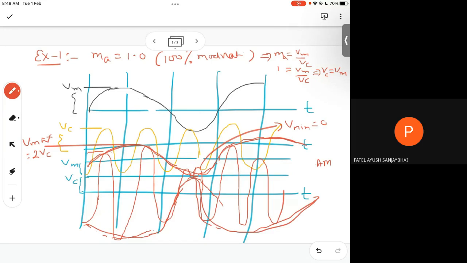Now let's change my modulation index to 0.5, 50%. Now if you notice here, it is almost 0. This is 0 here, and here it is just double. So this is the thing to be noted, and at other places it is increasing and decreasing as per the amplitude of the modulating signal.